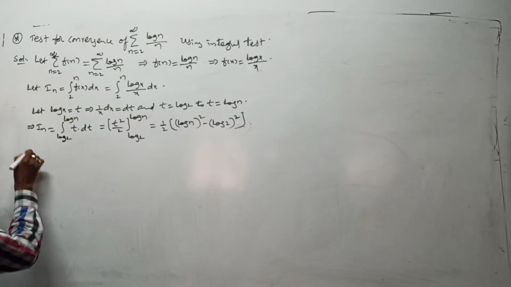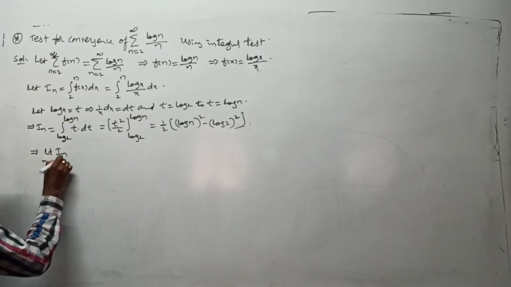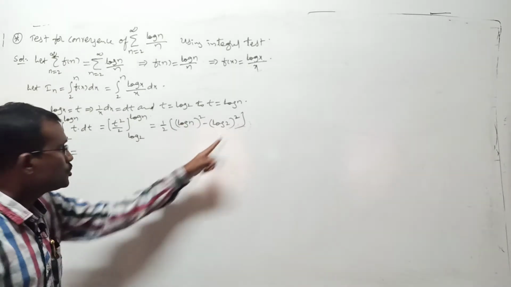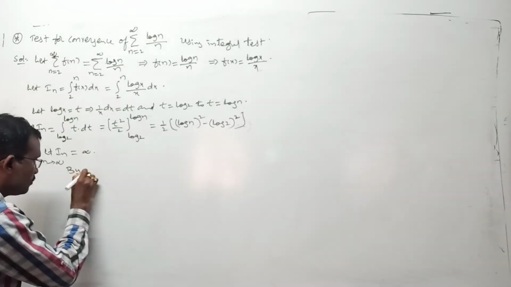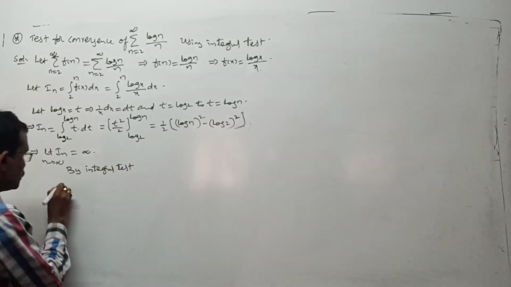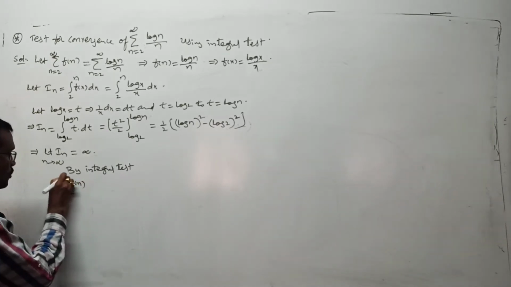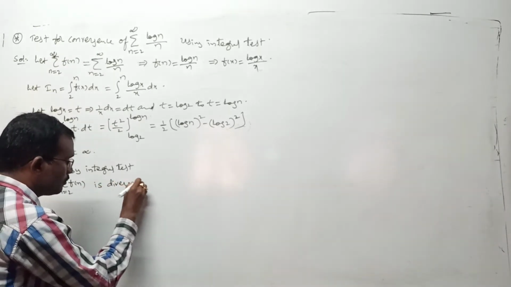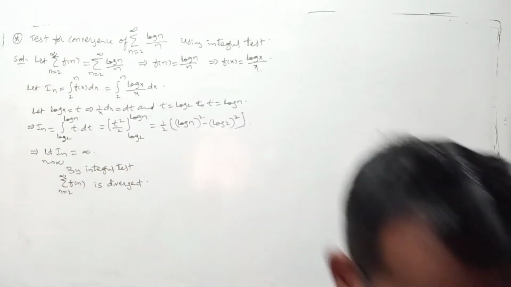Now let us go for the limit I_n as n tends to infinity. As n tends to infinity, log n tends to infinity, so that this total thing is also tending to where? Infinity. By integral test, sigma f of n from n equal to 2 to infinity is divergent. This completes your question. Yes. Next question.